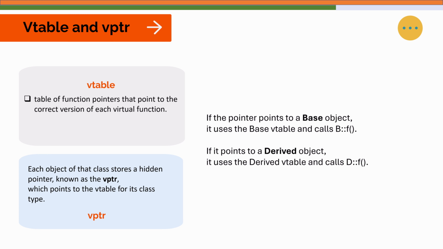If the pointer points to a base object, it uses the base vtable and calls the base class version of function f. And if it points to a derived object, it uses the derived vtable and calls the function f version of the derived class.